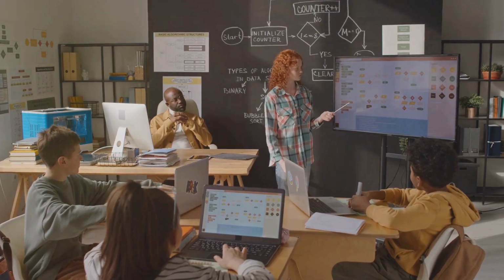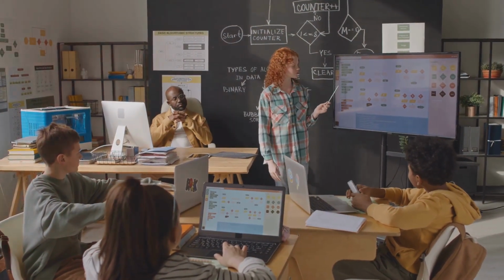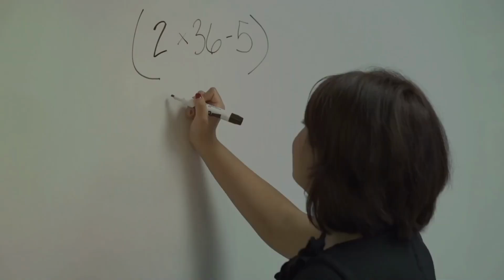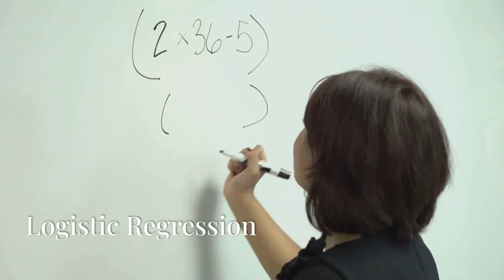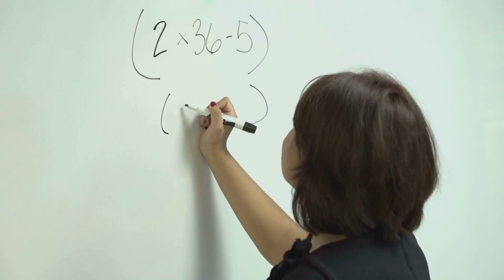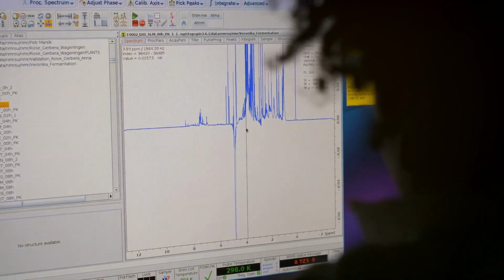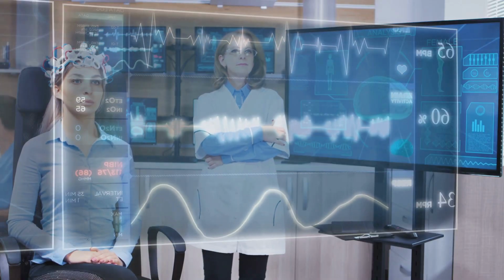Now that we have a basic understanding, let's delve into some of the most popular classification algorithms, starting with logistic regression. Logistic regression is one of the simplest and most widely used classification algorithms. Despite its name, it's actually a classification algorithm, not a regression one.